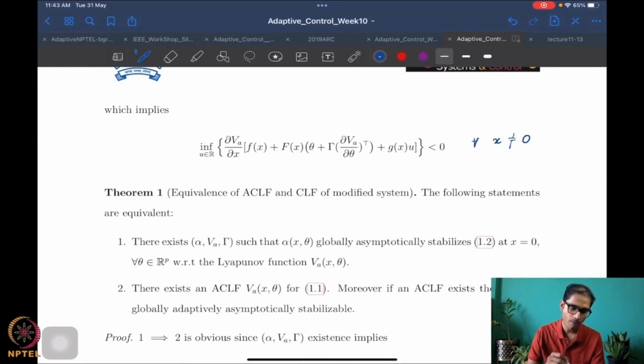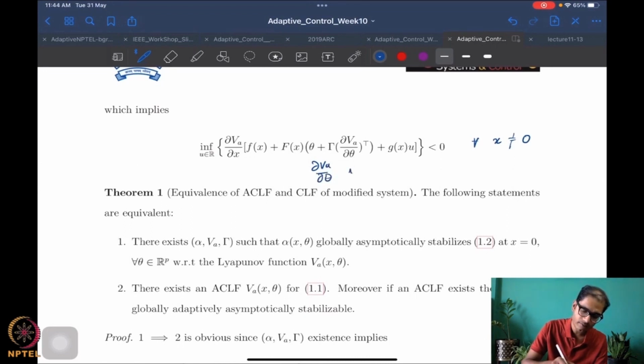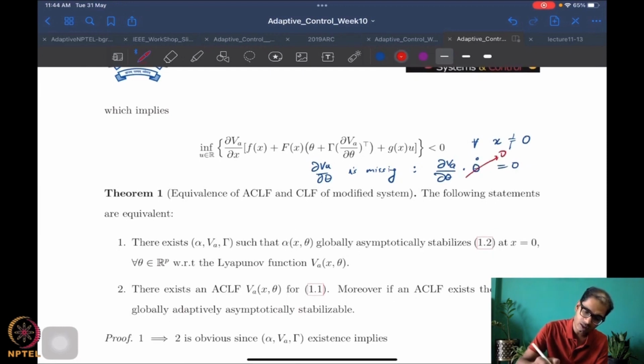Now, is there anything else I want to say? You might ask why del VA del theta is missing. That's because del VA del theta times theta dot is 0, because theta is a constant, which is why the del VA del theta term is missing in this expression. Just remember that.